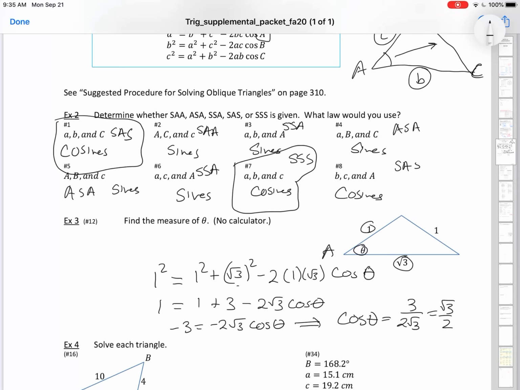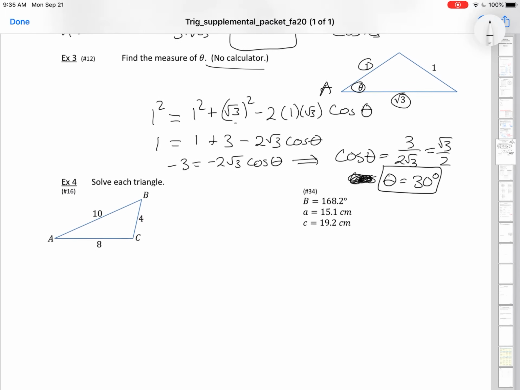And they'd like us not to use a calculator. So they're saying we have this one memorized. It's obviously an acute angle because it's in a triangle. And so what cosine of what angle is root 3 over 2? That would be a 30-degree angle is what theta is equal to, just by memorization alone.